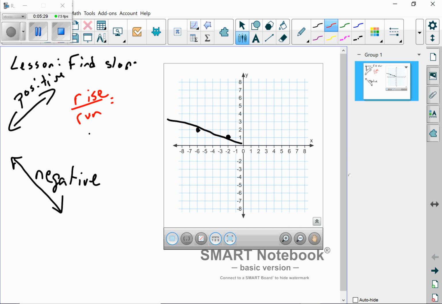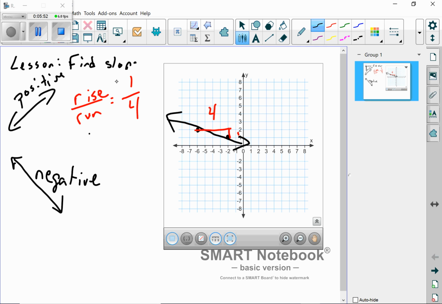And I'm trying to count the blocks. Up 1 over 4. So rise over run is going to be 1 over 4, right? Up 1 time over 4 times. So I like 1/4 as an answer. The only problem with this is you've got to identify that this is a downhill line. From left to right, we're actually going downhill. So this has to be a negative.